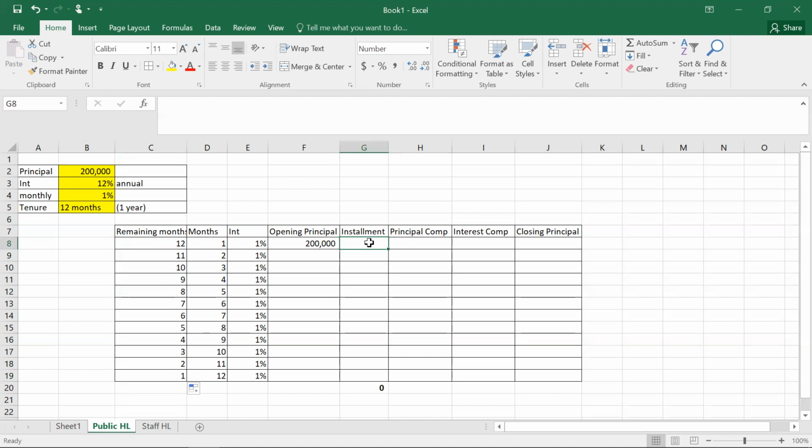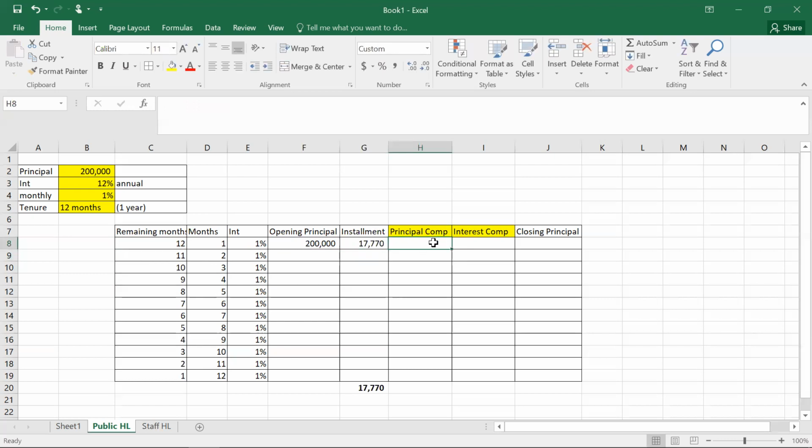Now, for the calculation of the installment, I have told you the installment consists of an interest and a principal component. To calculate the installment, we have an amazing formula in Excel, that is PMT. What is the rate? 1%. What is the number of installments? These are 12, the remaining number of installments. What is the loan? The opening principal, that is the loan for this specific installment. We will close it.